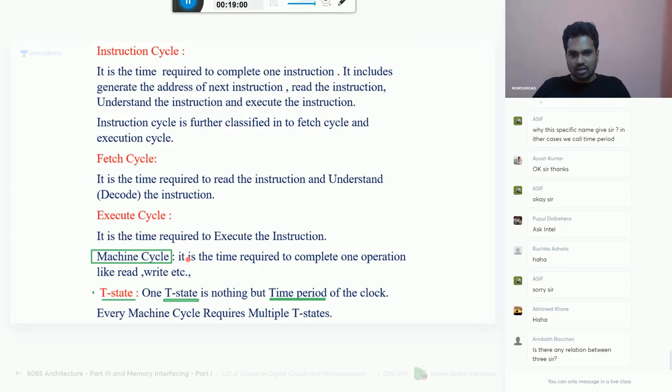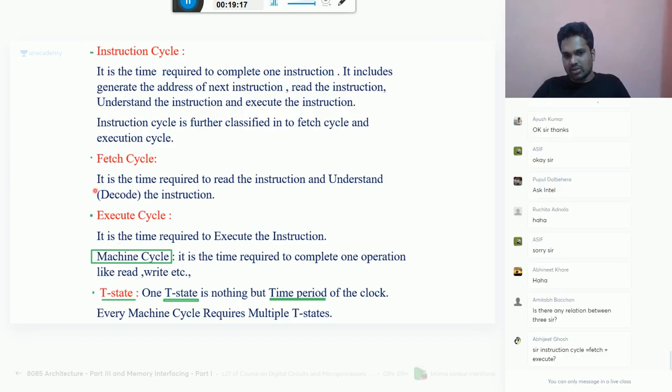Yes, there is a relation. This fellow is containing these two. These are measured by this. Amitabh, an instruction contains fetch and execute. How to measure them? Each fetch and execute is called one machine cycle. One job is one machine cycle. Multiple jobs will give you one instruction. Yes, correct, Abhijit. So how to measure these machine cycles is with the help of T state. Now I will show you all those things. So don't worry, just wait.